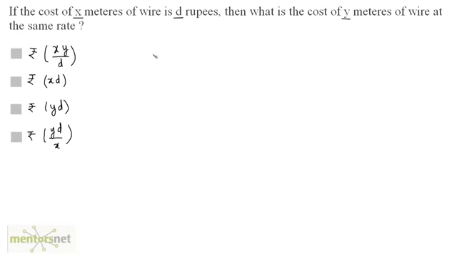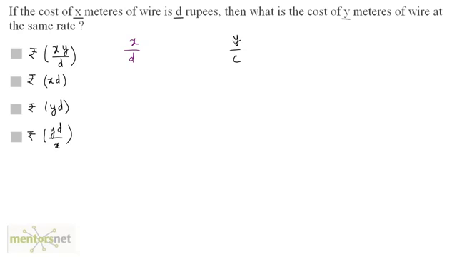Well, we have two quantities here, the distance and the cost. The more the distance, the more the cost. So these two quantities are in direct proportion. So let us take the ratios. We have the ratio of distance and the cost. So X by D is one ratio, and the other ratio is Y meters, that is Y by C, letting the cost be C. And that's what we have to find.